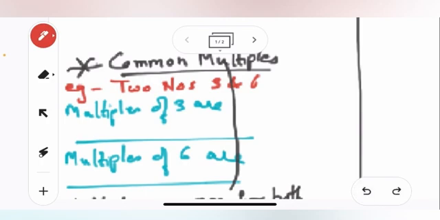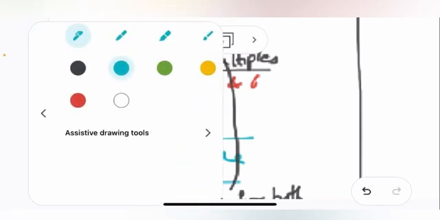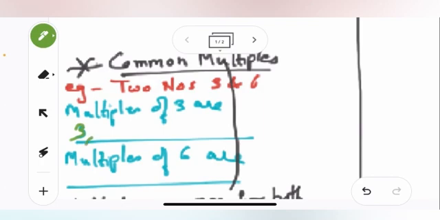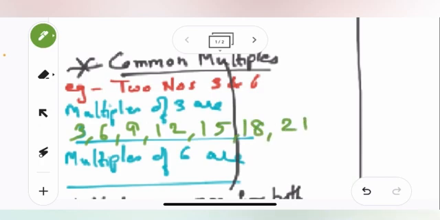Multiples means whichever we get when we multiply 3 in: 3 ones are 3, 3 twos are 6, that is a multiple of 3. That is, we multiply 3 one time, 2 times, 3 times, and that way, and they are called multiples. So multiples of 3 are 3, 6, 9, 12, 15, 18, 21, 24 and so on.